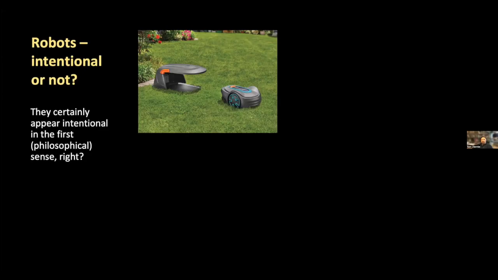This is just a lawnmower robot approaching its charging station. You could say they certainly appear intentional in that first sense of intentionality that I was just talking about, because lawnmower robots, for example, typically have a map of their environment, and they know where their charging station is and so on. So that type of system could very well be argued to be intentional in that original, philosophical sense of the term.